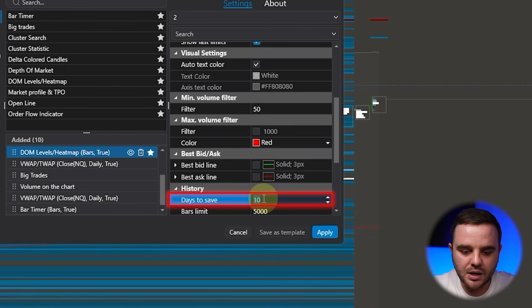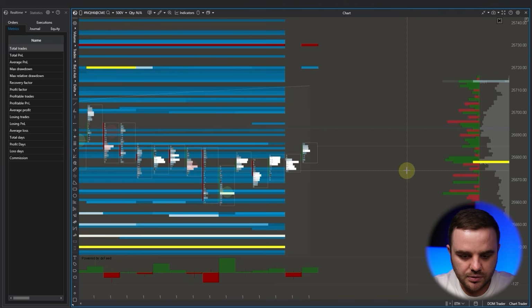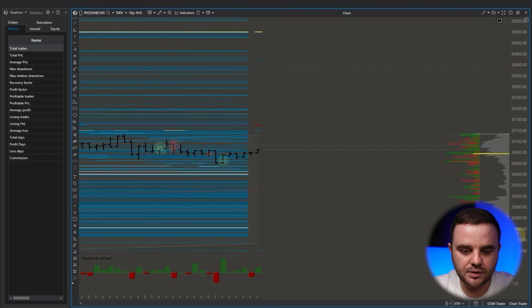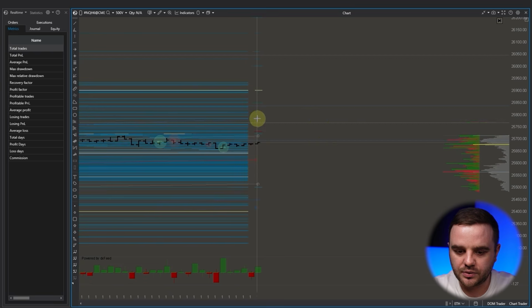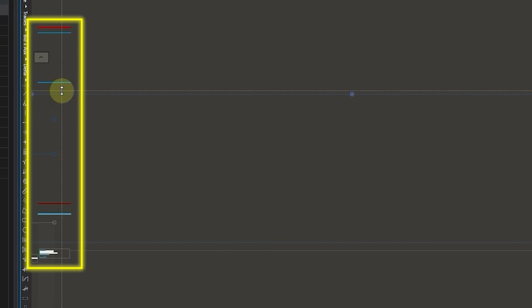Days to save: how many days you would like to see as data. Honestly, I don't use it because I trade every session. For me, the most important thing is to see the current market session. And after that, we apply. Like at this moment, as you can see, we have only these 2 orders above 50. We have it here, here, and far above.